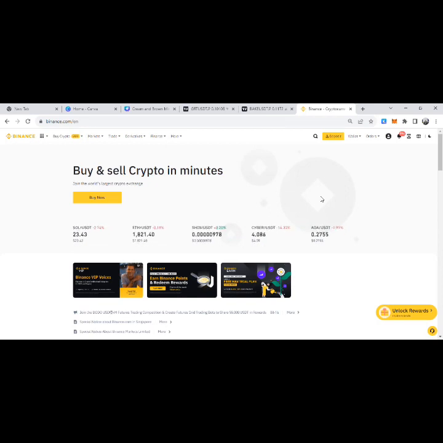So using futures gives you that kind of ability. So even if you don't have much funds, you can use futures to make more profits. But because you're making more profits, you also have the room to make much more losses as well.